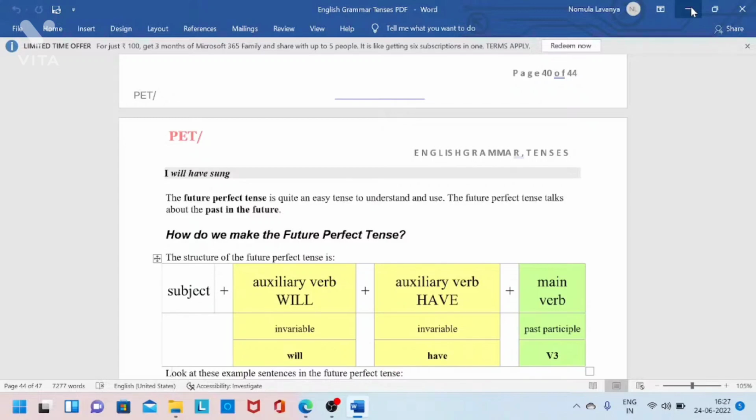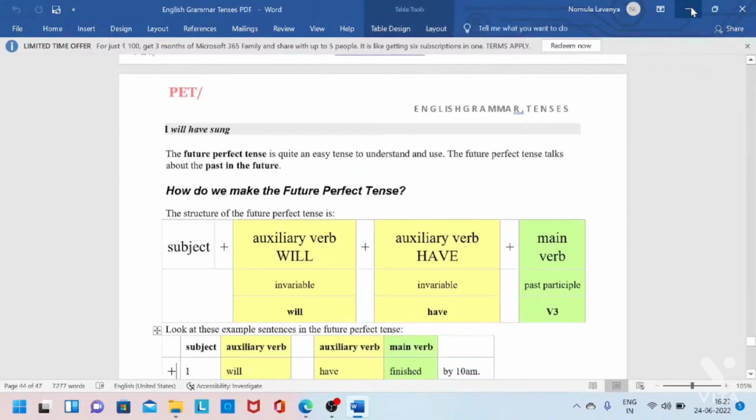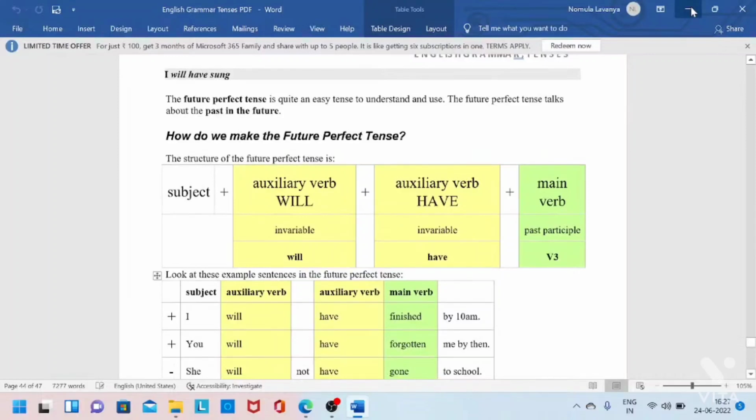Subject plus auxiliary verb, that is "will", and here the auxiliary verb has changed. Okay, "will" plus "have". So it's invariable, "will" and "have", plus the main verb, which is the participle V3. So look at the sentence: I will have finished by 10 a.m. Okay, see, it is talking about the future, but the verb formation looks already done. The verb formation says that the work might be finished. Okay, I will have finished by 10 a.m.